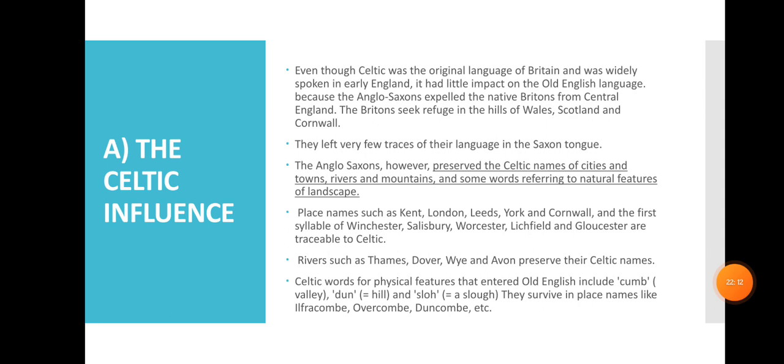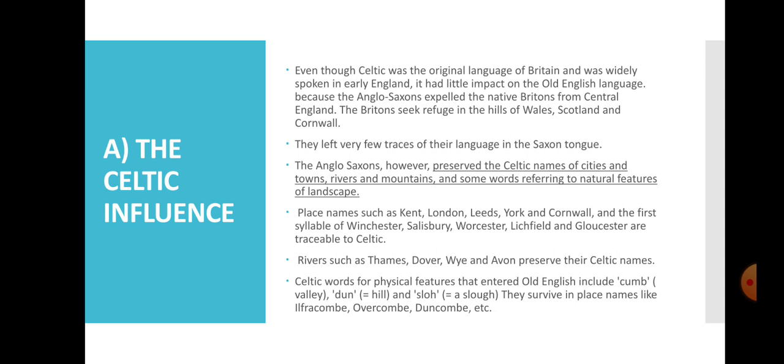Let's continue. As the Celtic people left, the Anglo-Saxons who occupied the land, however, preserved the Celtic names of cities and towns, rivers and mountains, and some of the words referring to natural features of the landscape also. They retained the Celtic names of the cities, towns, rivers, mountains and natural features of landscape. The words associated with all these remained or influenced the English language. They didn't change the Celtic names given to the above mentioned things.